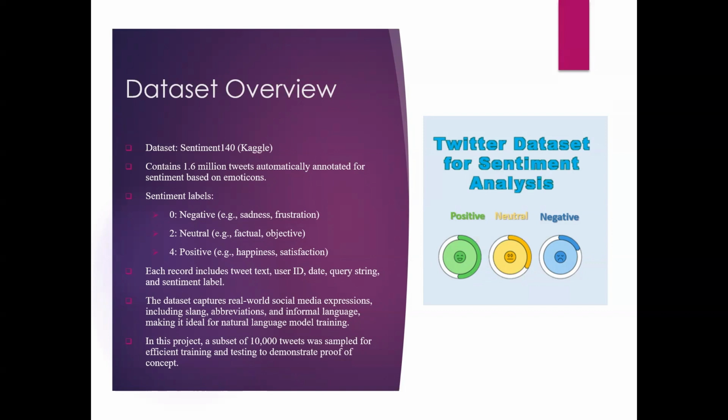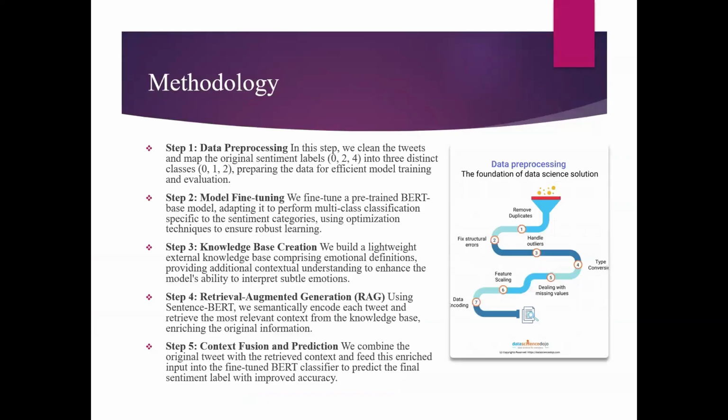Since training with 1.6 million tweets would take a lot of time, we selected a subset of 10,000 tweets for our project. This made it faster for us to train and test while still showing the concept clearly. The dataset is a good fit because it has real world language with abbreviations and informal writing, just like normal Twitter posts.